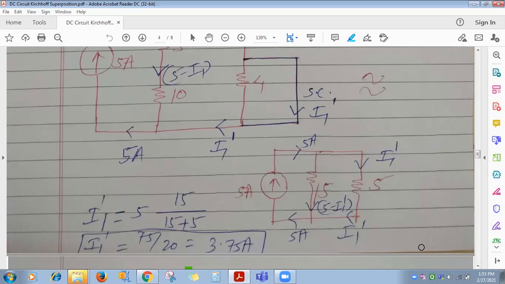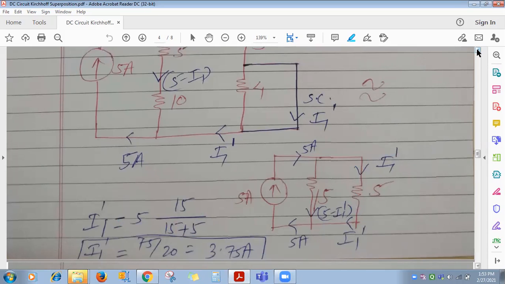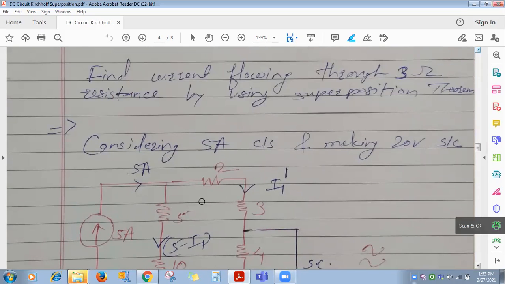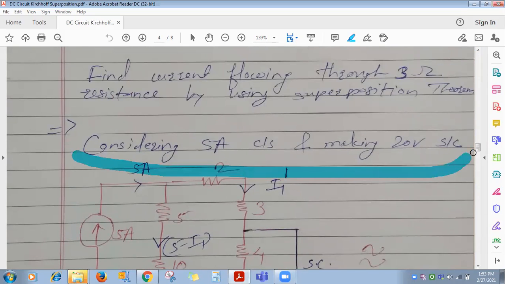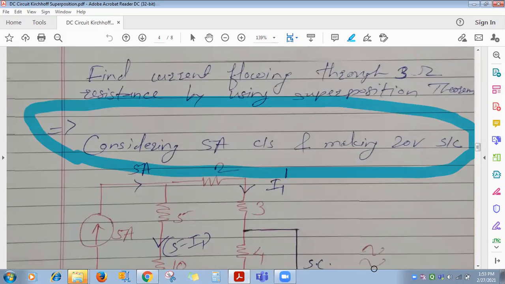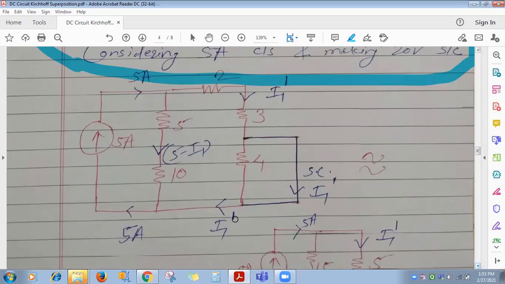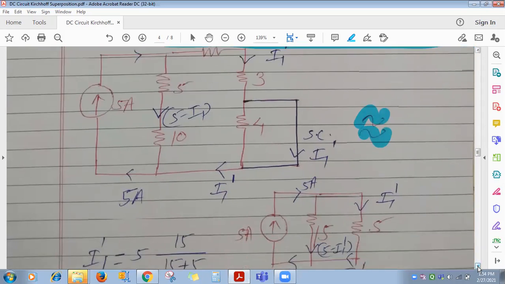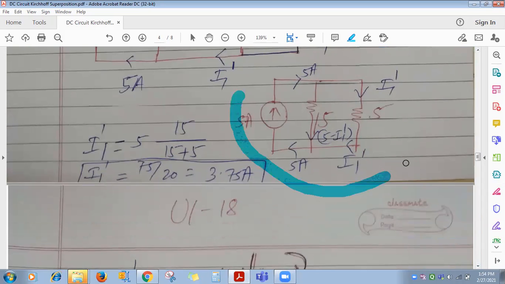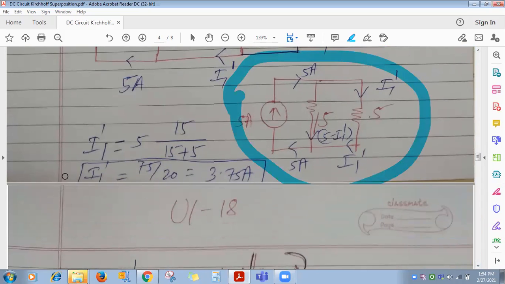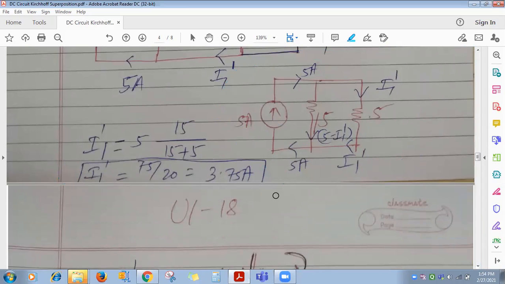You have to write the unit in the exam. What is important here? Whenever you are going to simplify by superposition, considering the 5 ampere current source and making the 20 volt source short, then you have to draw the circuit, represent the branch current direction, and draw a simplified version if required. Here there is no need to further simplify this circuit. Directly I can write the current division rule. Whatever current you have calculated, mention its unit. Clear up to this, everyone?